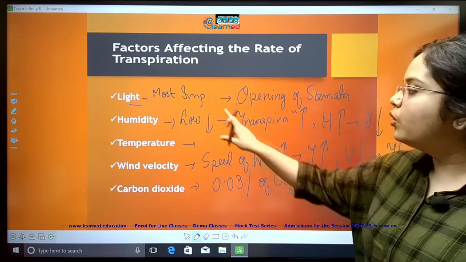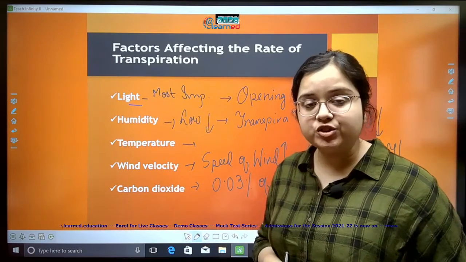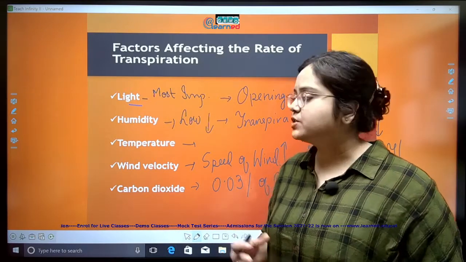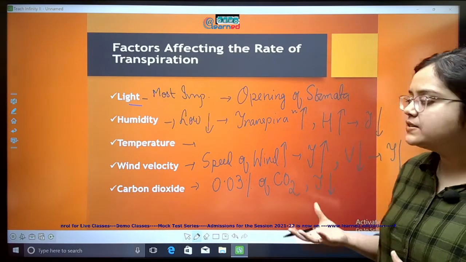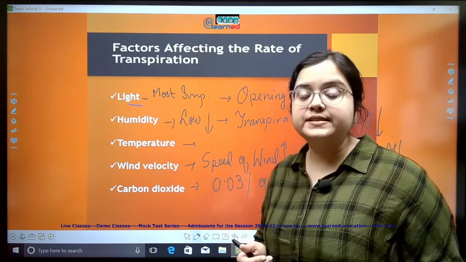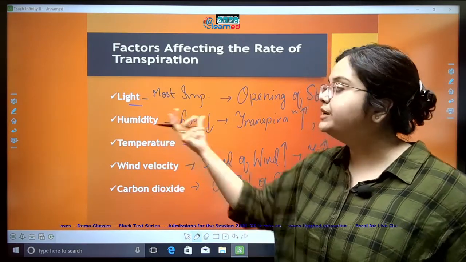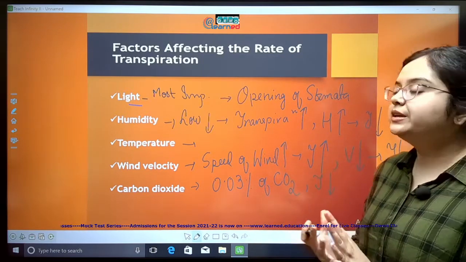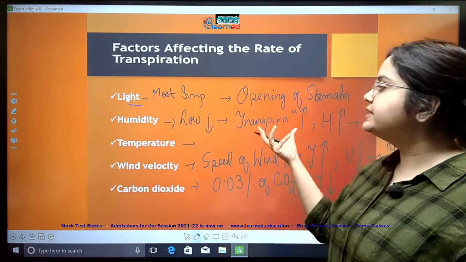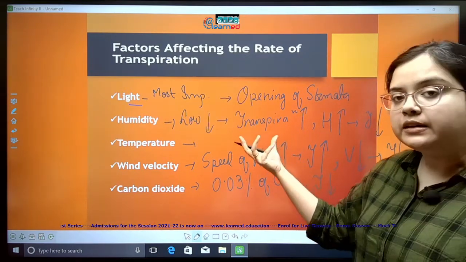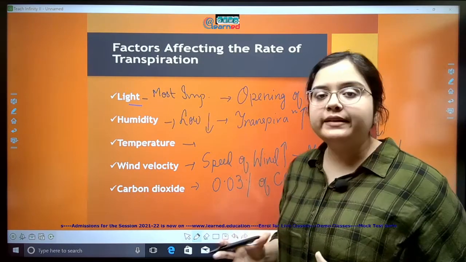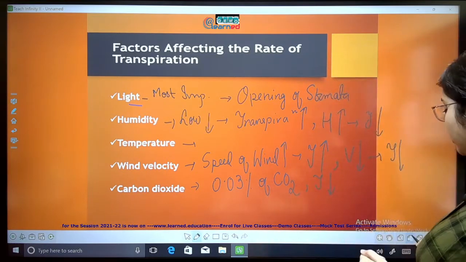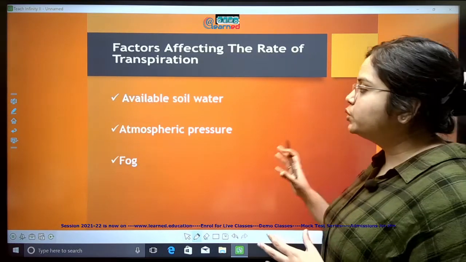So, you see how all of these factors are influencing transpiration. Any of the factors can be taken up by the board examiners or by your school teachers, and they can ask you how does wind velocity affect the rate of transpiration? How does humidity affect the rate of transpiration? So, the words and the resulting phenomenon must be very clear to you. Low humidity, transpiration will be high. Why? Because the air is not laden with moisture. But if the air is laden with moisture and water vapor, transpiration will be low. There are some other factors we will quickly do.